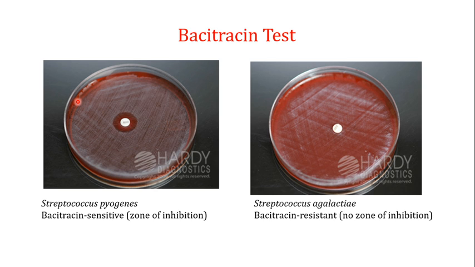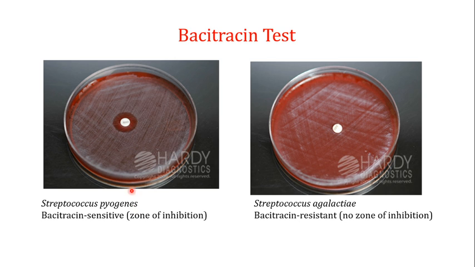Now sometimes it is difficult to differentiate between Streptococcus pyogenes and Streptococcus agalactiae, because both of them belong to the same genus, and most of their biochemical properties are the same. Therefore, in order to differentiate between the two, a specialized test is carried out, which is known as the bacitracin test. This bacitracin test is actually an antibiotic sensitivity test, and Streptococcus pyogenes is sensitive to bacitracin, and Streptococcus agalactiae is resistant to bacitracin.